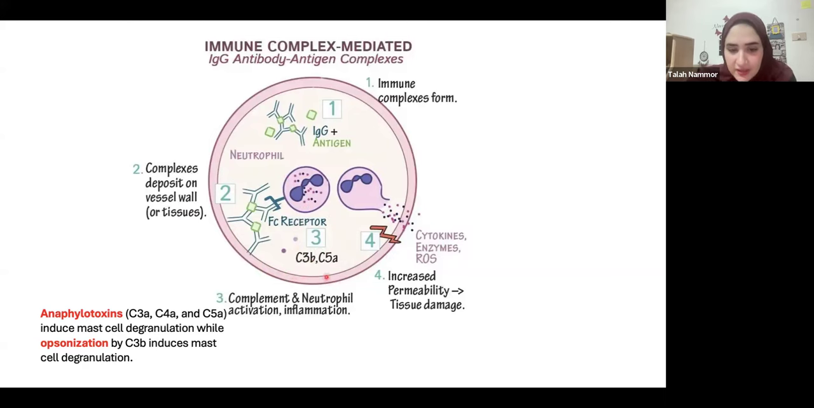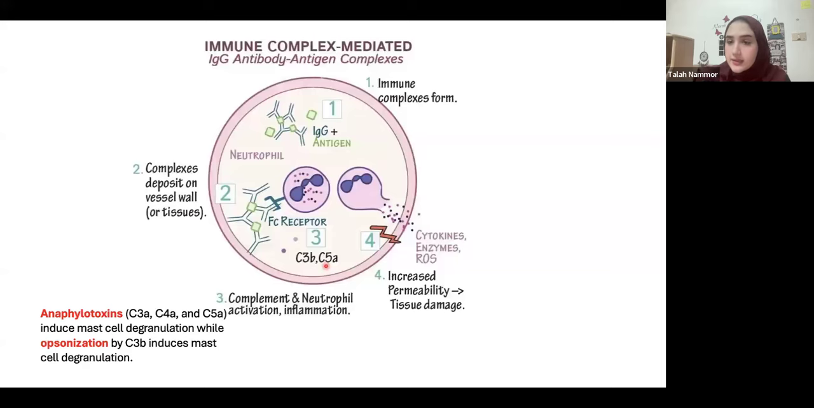Once they're activated, these C3a, C4a, C5a are called anaphylotoxins. So what does anaphylotoxins mean? By the way, guys, from the name, anaphylaxis means mast cell degranulation. So here we have mast cell degranulation and opsonization by C3b. So it will cause an immune reaction to happen. And depending on the organ, for example if it's affecting the kidneys, we're going to have kidney symptoms. If it's affecting something else, it's going to have its own symptoms.